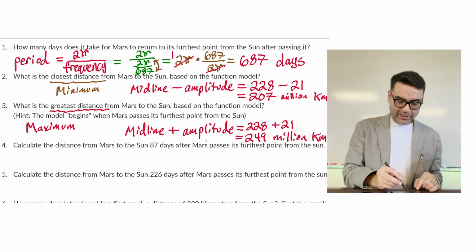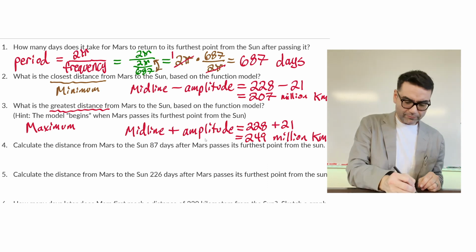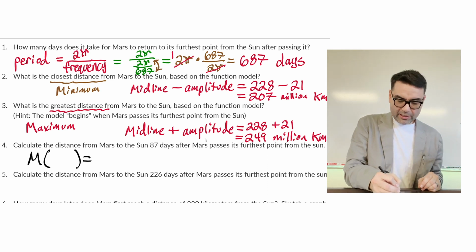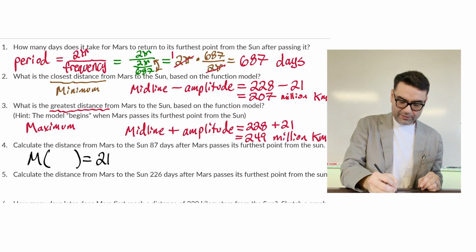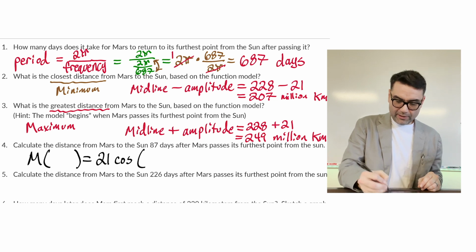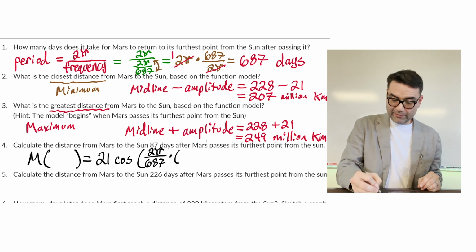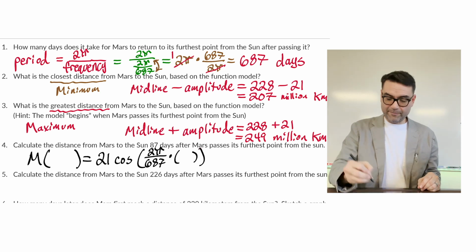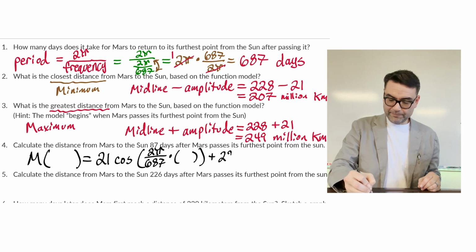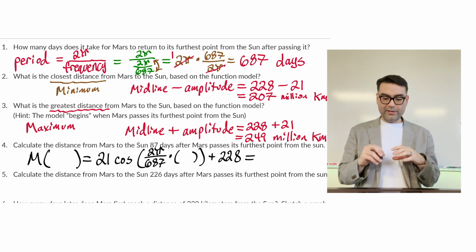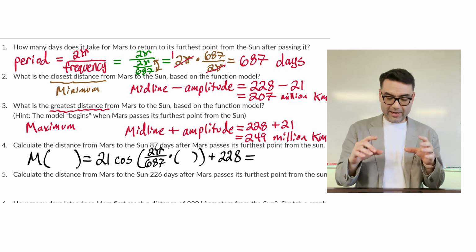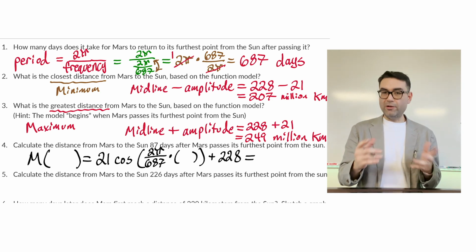What I like to do to help me is I like writing my function, and I'll rewrite it: 21 times cosine of 2 pi over 687 times t, right? So I'll leave a blank for t, and then plus 228. I like to rewrite my function, and then leave blanks for where I know I'm going to substitute a value.